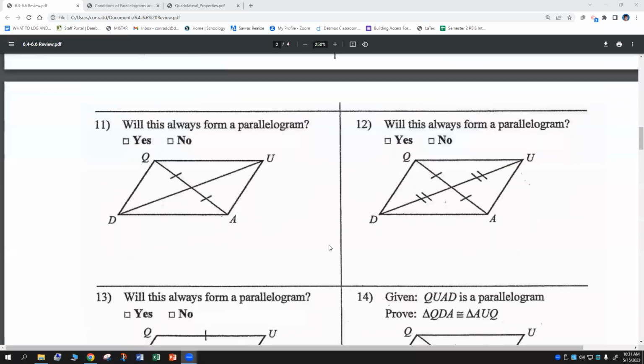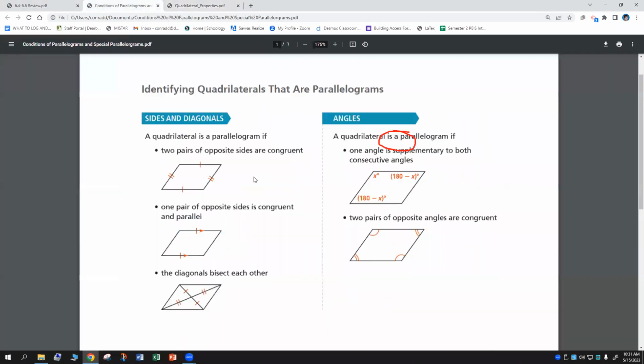All right, and then 11 and 12. So again, if you look at 12, diagonals bisect each other. So again, that looks just like this one right here. The diagonals bisect each other, so the quadrilateral is a parallelogram.